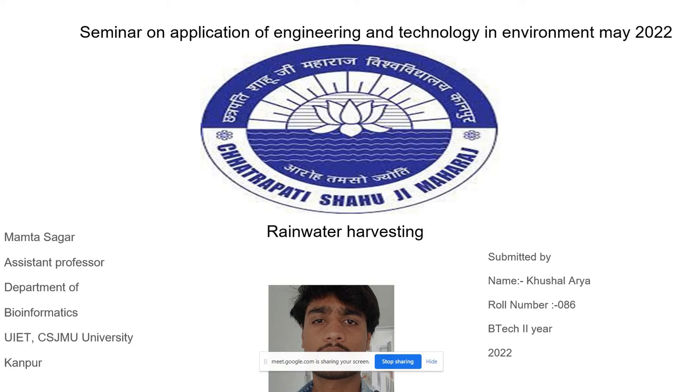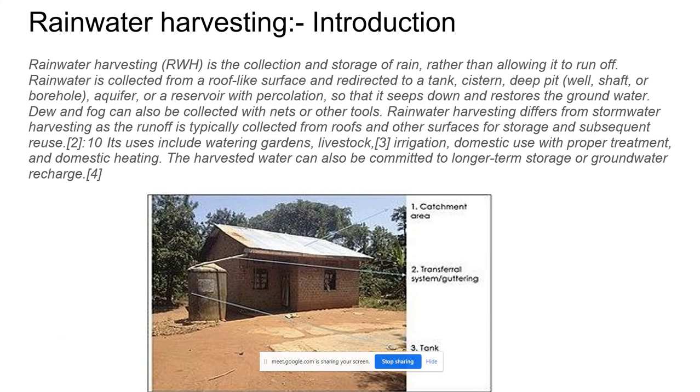Good evening, everyone. I am going to present on rainwater harvesting. Rainwater harvesting is the collection and storage of rain rather than allowing it to run off. Rainwater is collected from a roof-like surface and redirected to a tank, cistern, dip pit, aquifer or reservoir with percolation, so that it sinks down and restores the groundwater. Dew and fog can also be collected with nets or other tools.